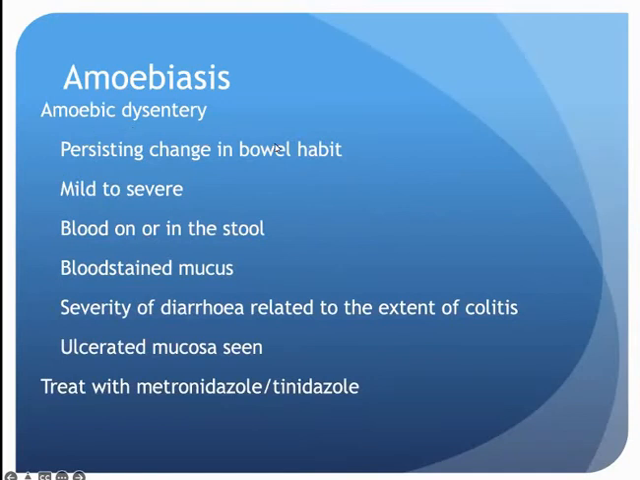Now let's look at amoebic dysentery, which is again a parasite, but a cause of colitis, so large bowel disease. And here you get a persistent change in bowel habit, which can be mild to severe. You get blood on or in the stool, you get blood-stained mucus, and the severity of your diarrhea is related to the extent of the colitis, so the amount of blood and mucus in your stool and the amount of the gut that has been inflamed and damaged. And if you were to look at the gut, you'd find that it's ulcerated and bleeding. Again, you would treat with metronidazole and tinidazole.